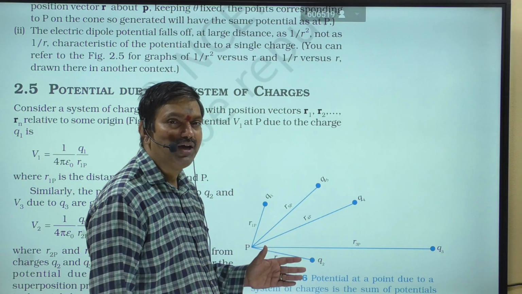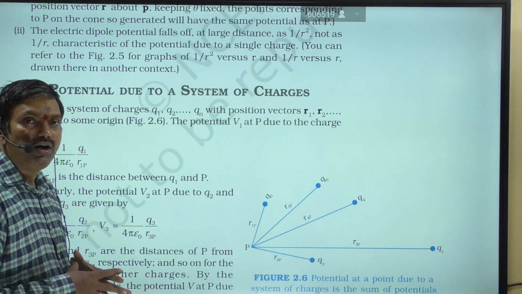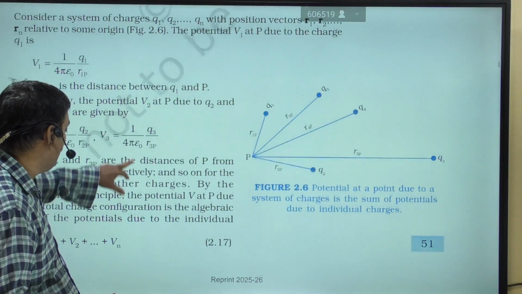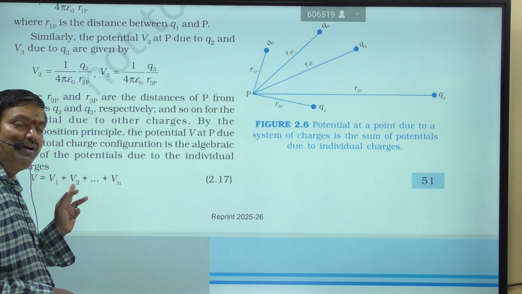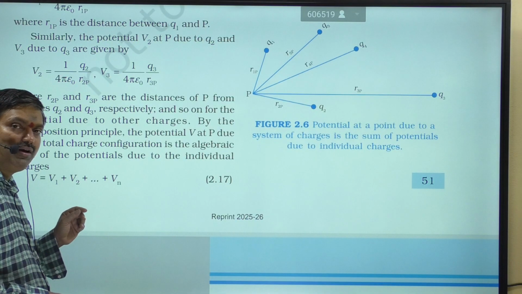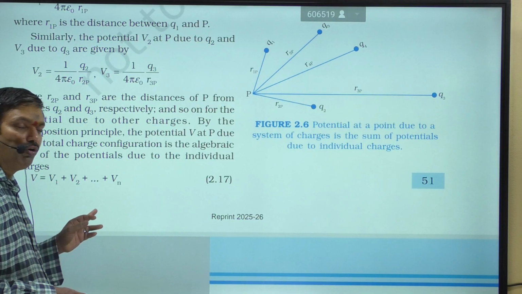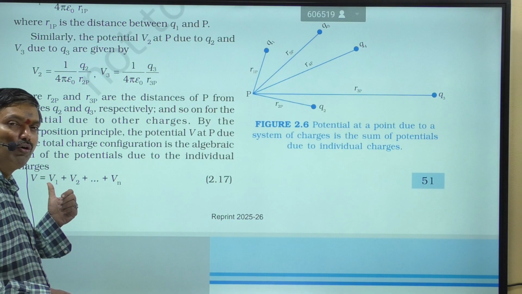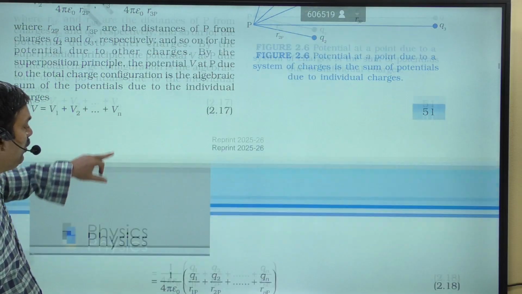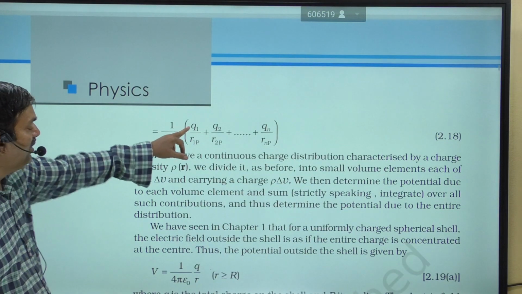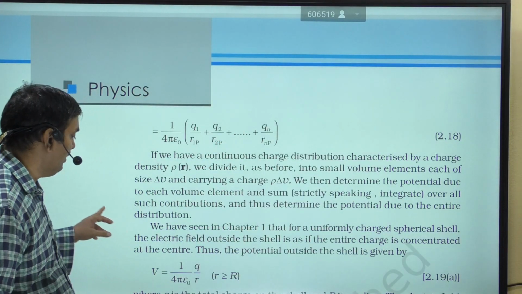When you have a group of charges, you can just superimpose, that means you can add all those. The total potential is the combination of the individual potentials. V1 is the potential due to charge Q1 and V2 is the potential due to charge Q2. If V1, V2, V3 are the individual potentials, then the total potential is the sum of the individual potentials. Accordingly, it becomes Q1 by R1P plus Q2 by R2P and so on, plus Qn by Rnp.